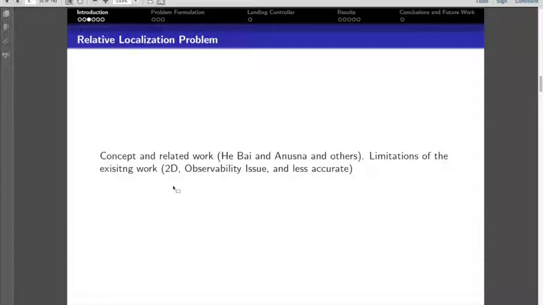So this will be an important slide. Talk about what is there, what is the relative localization problem, maybe a figure of your paper. Okay. Yes. Okay.